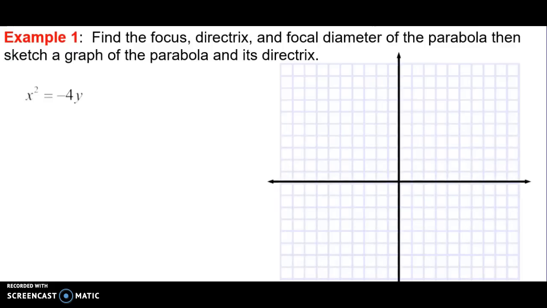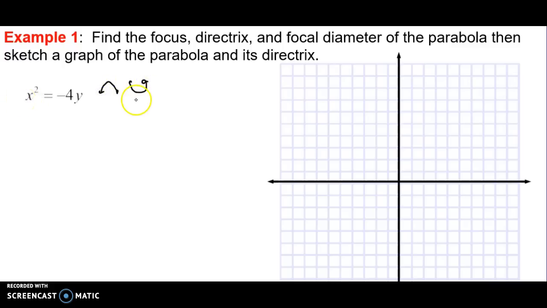Okay, so here's our first example. It says find the focus, the directrix, and the focal diameter of the parabola, then sketch a graph of the parabola and its directrix. So first here I want to look at how I start off with x squared equals negative 4y. So this parabola is either going to face downward or upward based on the fact that we start with x squared.